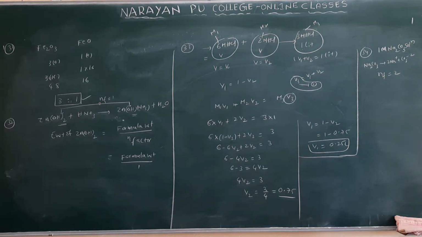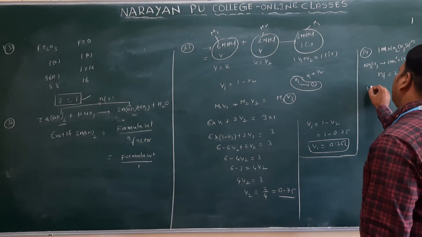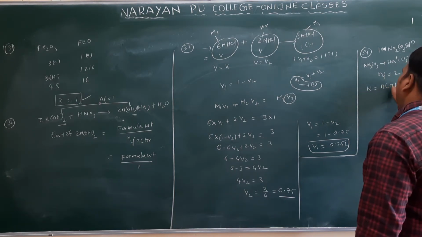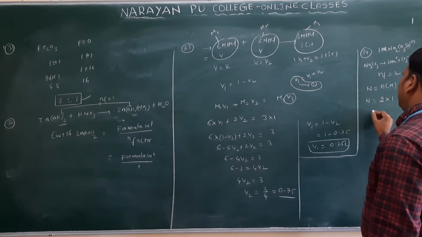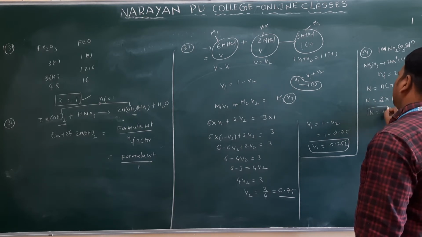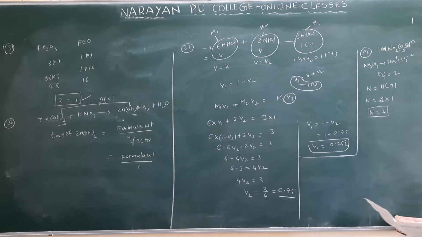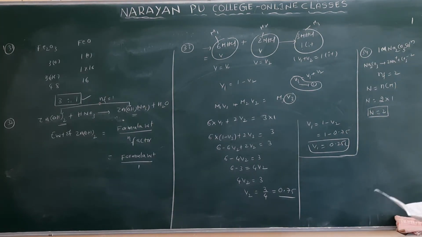What is the relation between molarity and normality? Normality N is equal to n into M. So n is the n factor, this is 2, and the molarity given is 1. Means normality is 2. So what is the question number 34 answer? That is option 2 only. We will take 2 normal as the answer for this question.